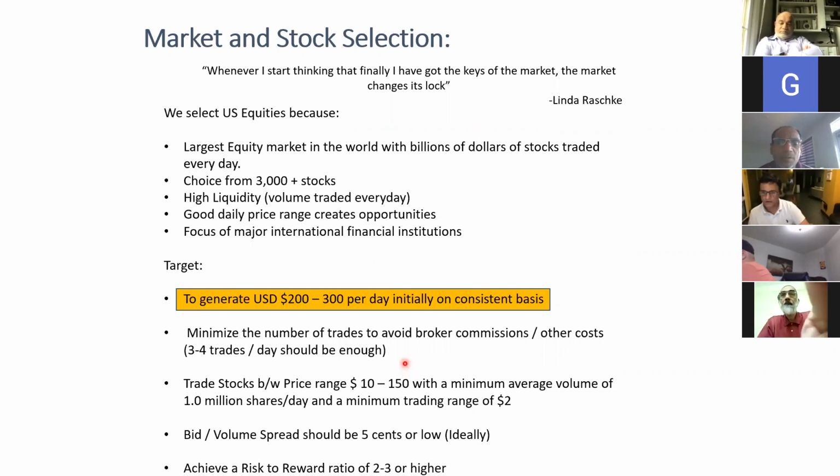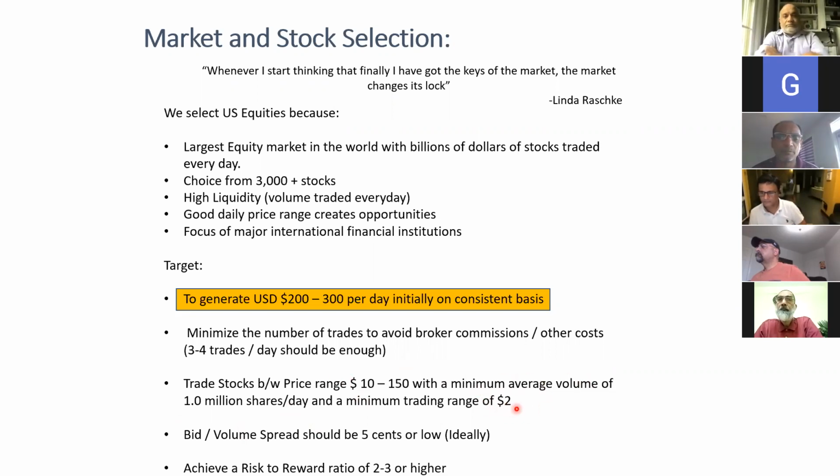Amit, go ahead. So are you specifically asking about day trading for stocks, or can you also do ETFs? You can do ETFs as well, because ETFs are traded just like stocks, in real time. Our condition is that for the time being, because of this small target of 200 per day, it should be in this range, this volume, and this minimum trading range.